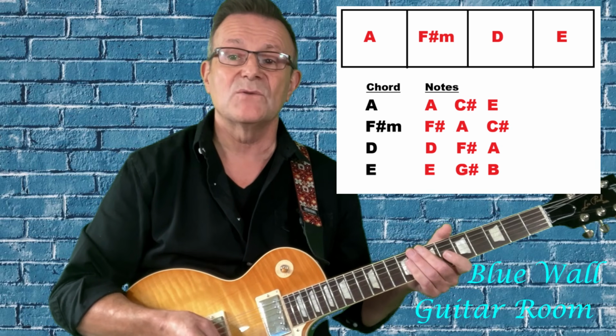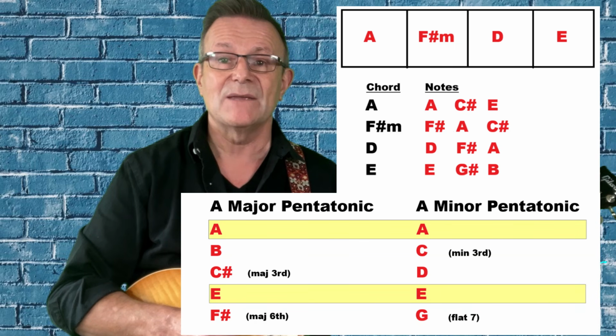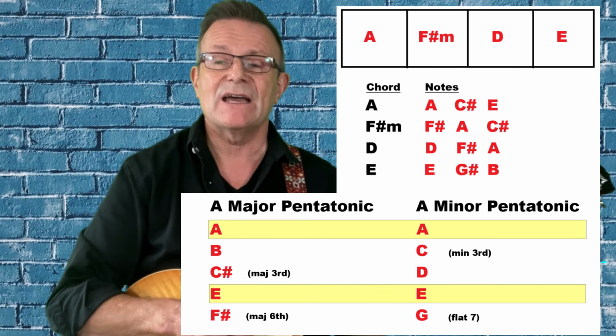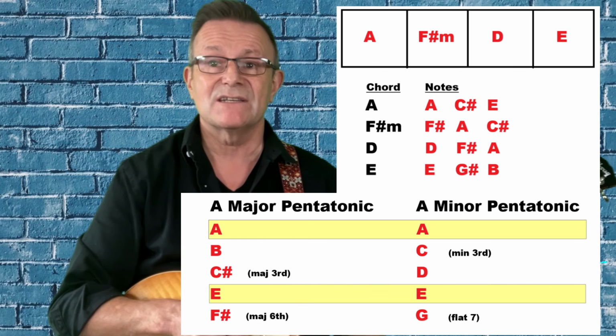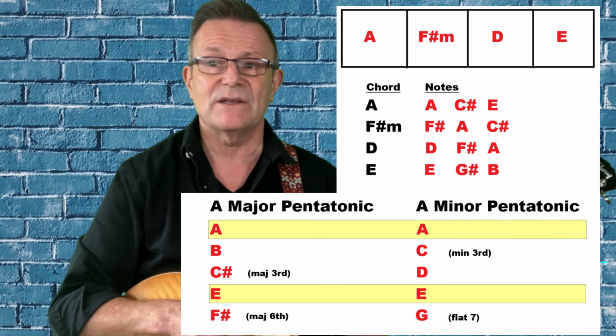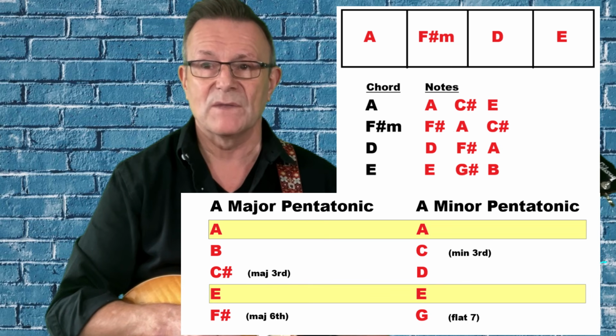Now let's look at the notes in the A major and A minor pentatonic scales and compare those to the notes in the chords. So we can immediately see that the A major pentatonic doesn't contain any notes that aren't in the chords. So soloing over this chord sequence using A major pentatonic will always sound very melodic.